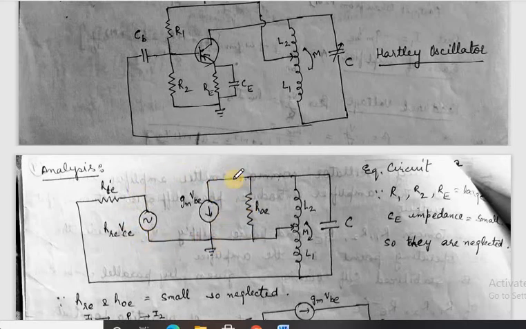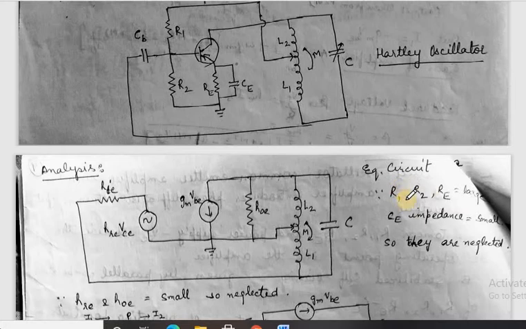This complete thing represents the transistor. Along with it we have only drawn the tank circuit. Now why have we removed all these? Because basically R1, R2, RE, CE, all these are used only to obtain the suitable DC operating point. So they are not needed, or they do not take part in AC analysis.